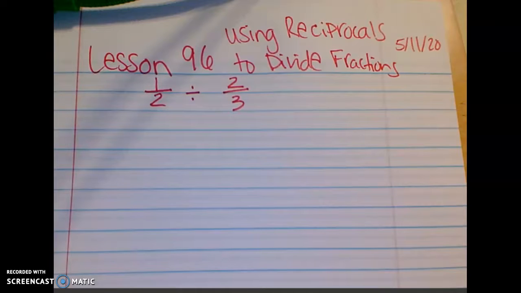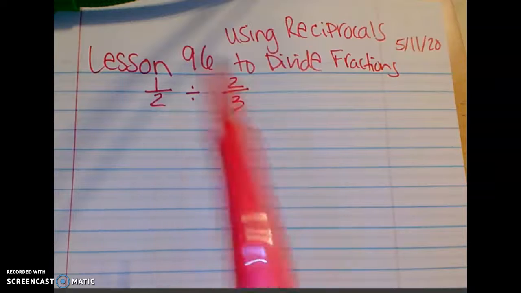Today is May 11th, and we're going to talk about lesson 96, using reciprocals to divide fractions. I encourage you to take notes, and as always, if you have questions, please let me know.